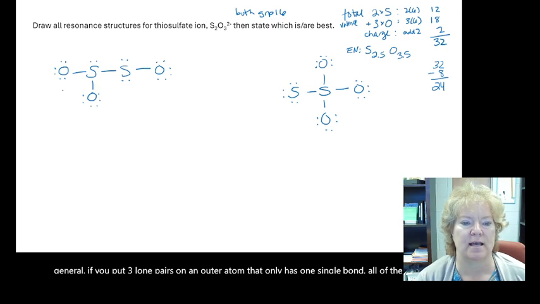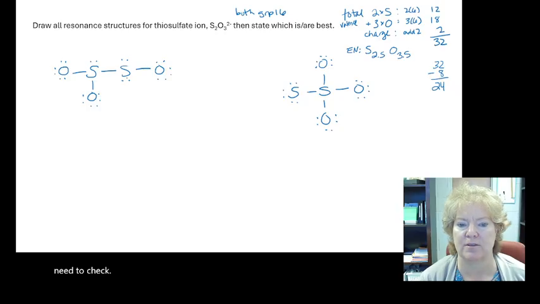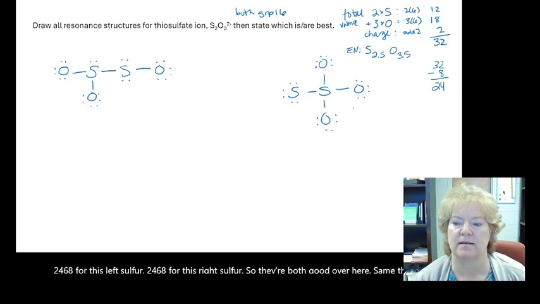2, 4, 6, 8. Now the inner atoms I do need to check. 2, 4, 6, 8 for this left sulfur, 2, 4, 6, 8 for this right sulfur, so they're both good. Over here, same thing, 2, 4, 6, 8 for each. So all the outer atoms have octets, and in the center I have 2, 4, 6, 8. So these are all good.